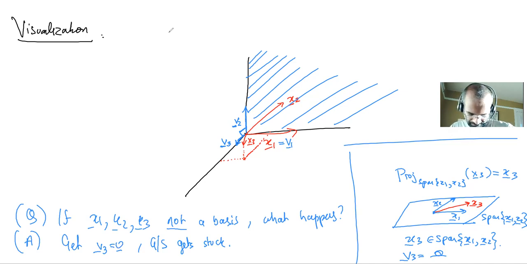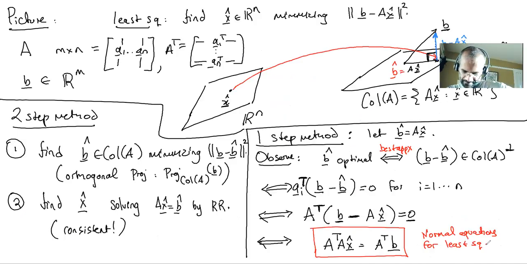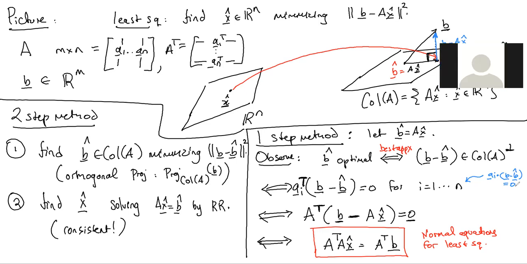Any other question? I have a question about the one-step method. I don't know why we get the A transpose (b minus b hat) equals zero. Ah, okay. So here I'm just using that a_i dot (b minus b hat) is equal to zero. Is that something you believe? A is the linear transformation matrix. Right, but the a_i are the columns of A.